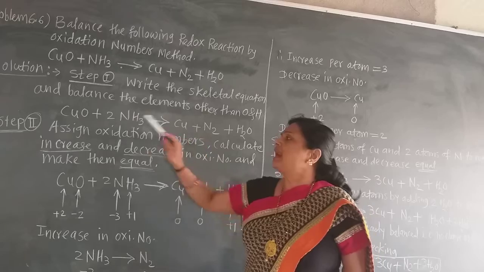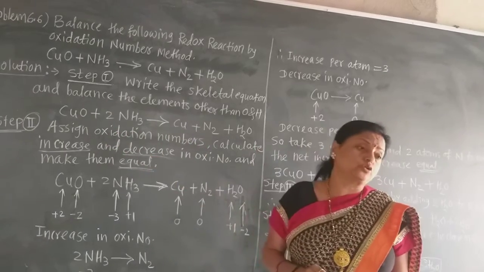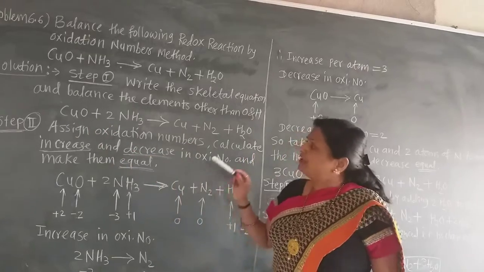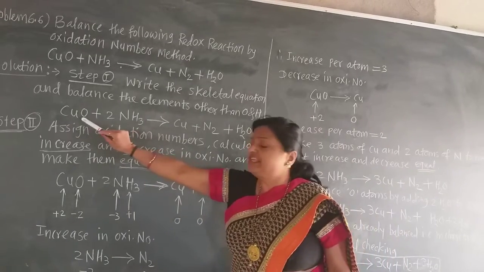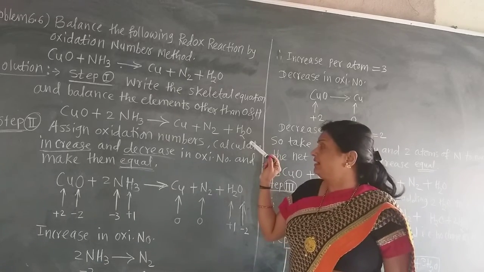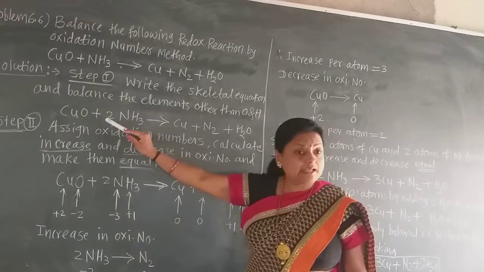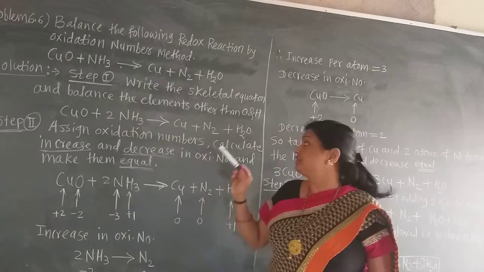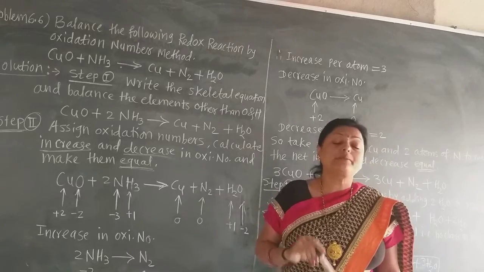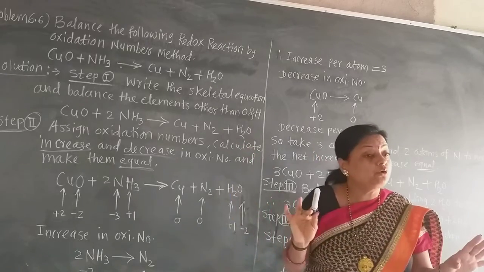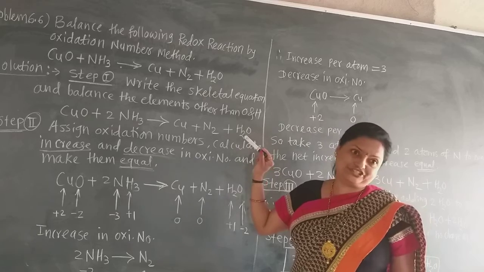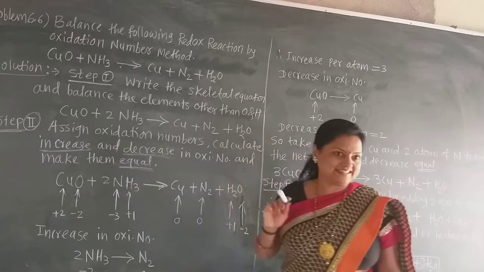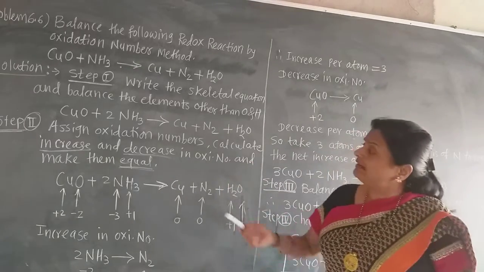Now why not copper? I do not write any coefficient for the copper because both sides have 1 atom of copper. And though there is 1 oxygen on the left hand side and no hydrogen on the right hand side, I see 3 multiplied by 2, 6 hydrogen, but here there are only 2 hydrogen. But in this step we do not have to balance the hydrogen and oxygen. Remember that. We have to balance only the other elements, that will be nitrogen and copper.